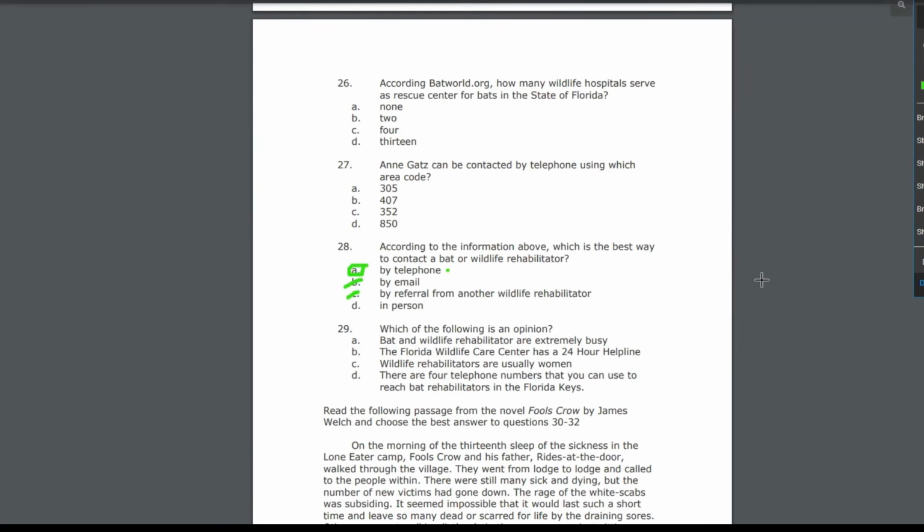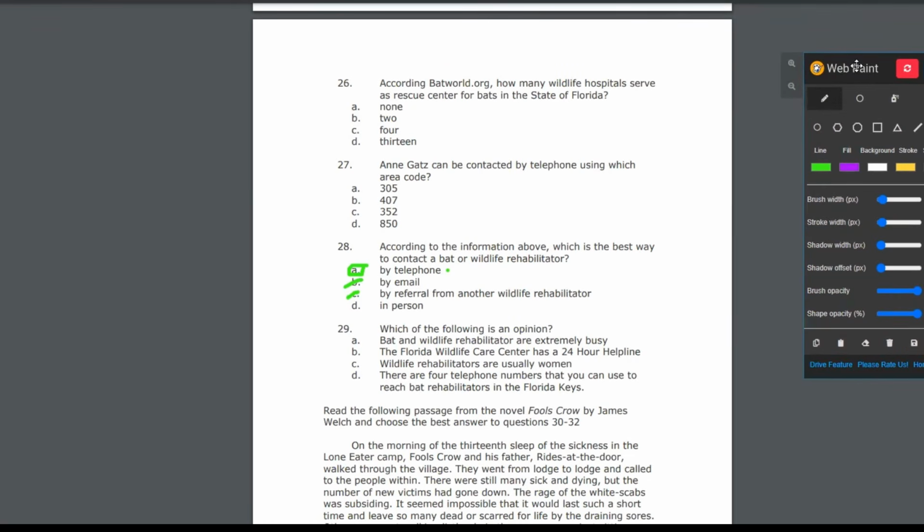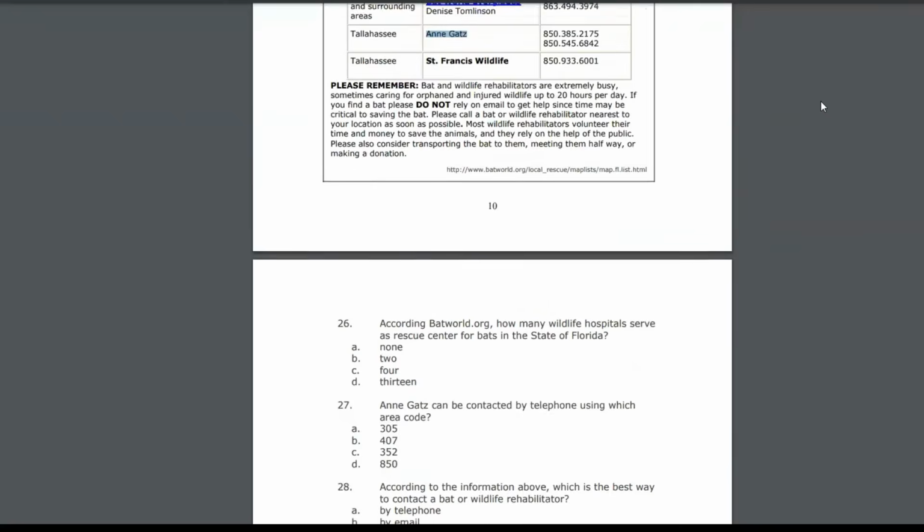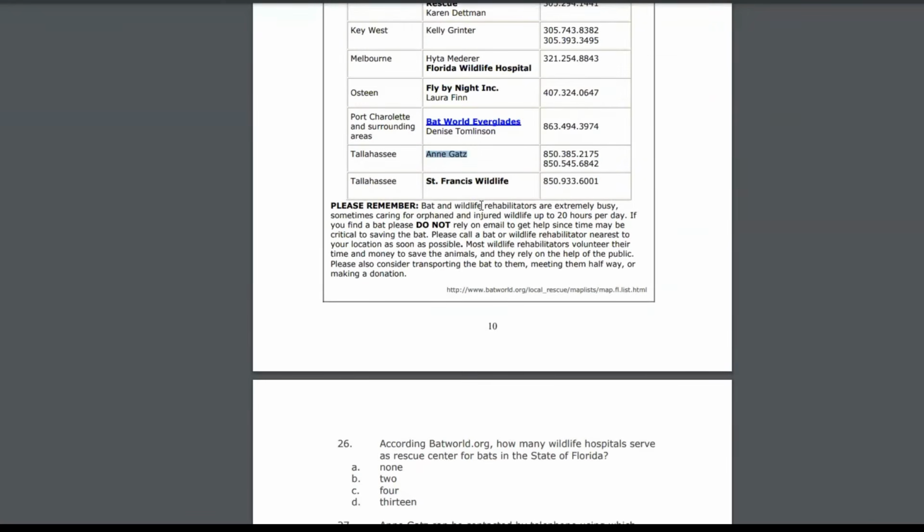All right, and we look at number 29. It says, which of the following is an opinion? Now, this one was a little iffy for me. So remember, fact versus opinion. A, bat and wildlife rehabilitators, I guess it's supposed to say rehabilitators, are extremely busy. If we go back to our actual passage, they actually state that in there. It says right here, bat and wildlife rehabilitators are extremely busy.